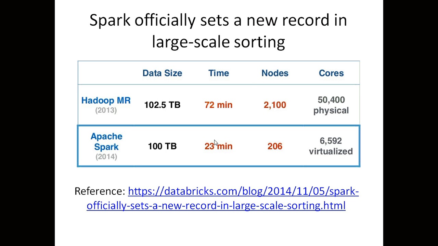Using Hadoop MapReduce, with 100 terabytes of data and 2100 nodes, they did the sorting in 72 minutes. The same 100 terabytes of data using Spark was sorted in 23 minutes using only 206 nodes, and those were virtualized nodes. In the case of MapReduce they used physical nodes. If you want more details about this benchmarking, you can follow the links I mentioned below.